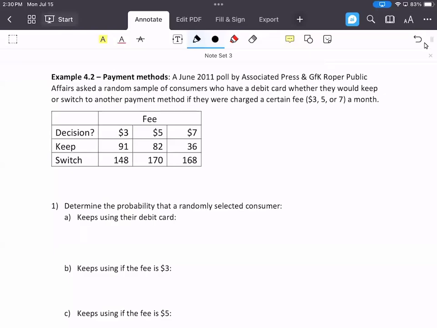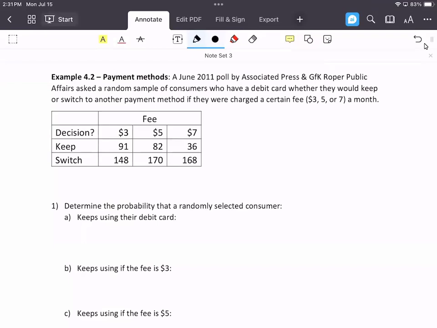Example 4.2, looking at payment methods. So there was a poll done in 2011 by Associated Press and GFK Roper Public Affairs, and asked a random sample of consumers who have a debit card whether they would keep or switch to another payment method if they were charged a certain fee a month, $3, $5, or $7. And the information is summarized in the table below.